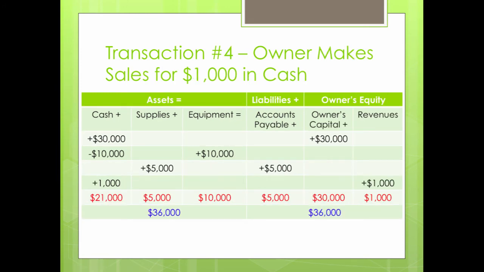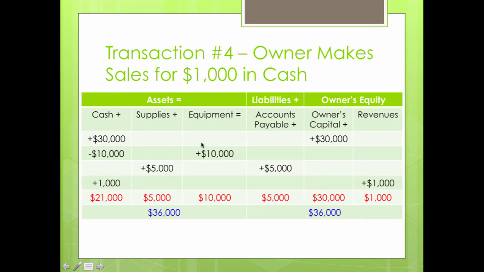For transaction number 4, now you have your supplies, you got your equipment, you invested your money, now you're ready to make some money, right? Now you're ready to open up your restaurant and hopefully make sales. And so you do. You make sales for $1,000 and all of your customers paid you in cash.